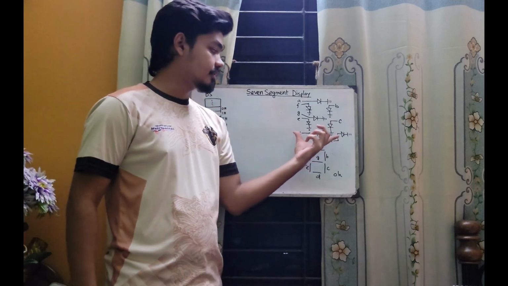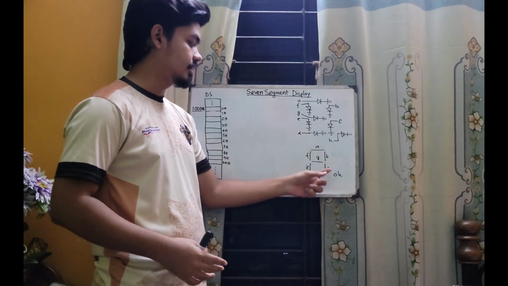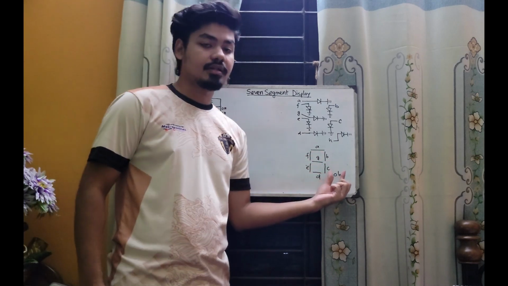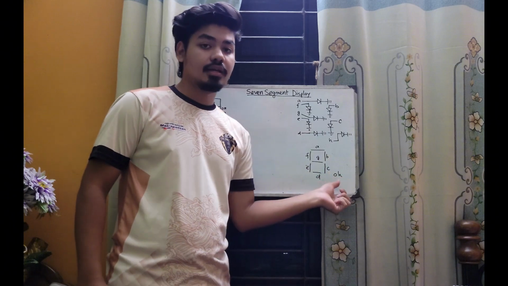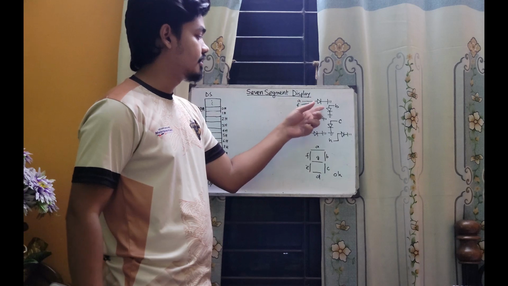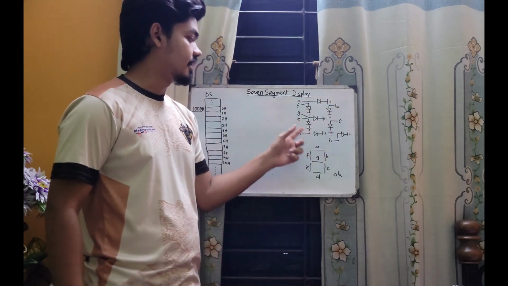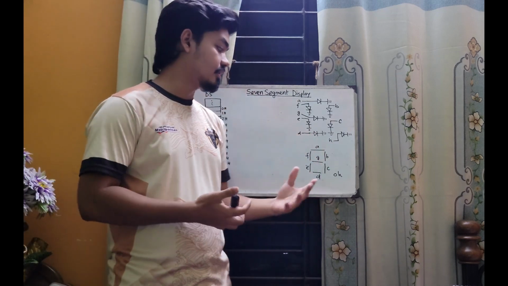So this is the circuit diagram of the 7-segment display. As you can see, there are 7 segments here: A, B, C, D, E, F, G, and there is an extra part which is the dot, and it is represented by H. So all of these are LEDs. A is connected to an LED and the other LEDs to ground. These LEDs will light up to show some specific digit as output.